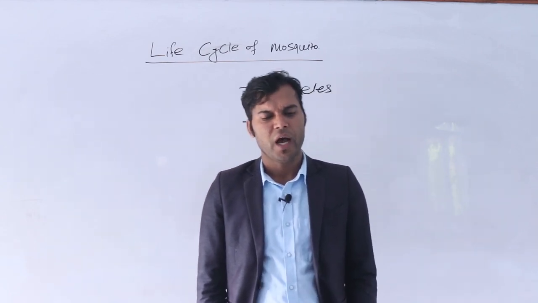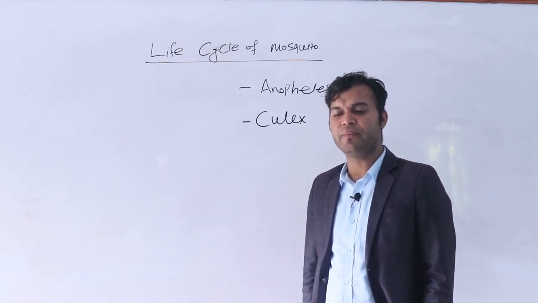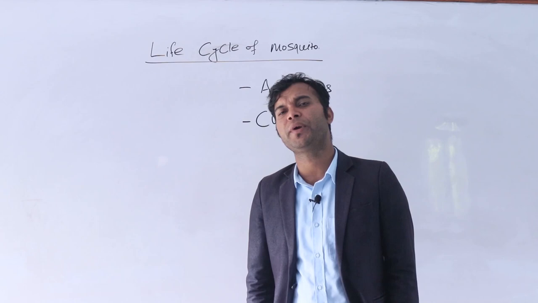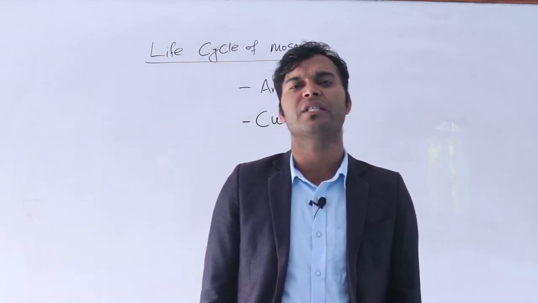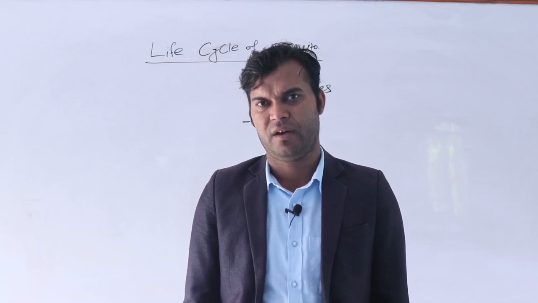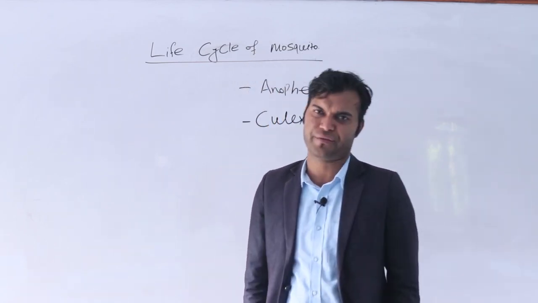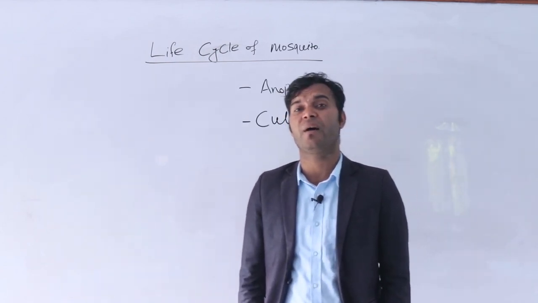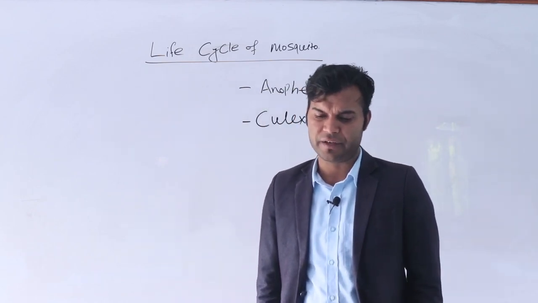Next is the pupa. After a few days, the larva sheds its skin a few times and develops into the pupa. After a few days of the larva stage, it changes into an inactive stage. This inactive stage is called the pupa.